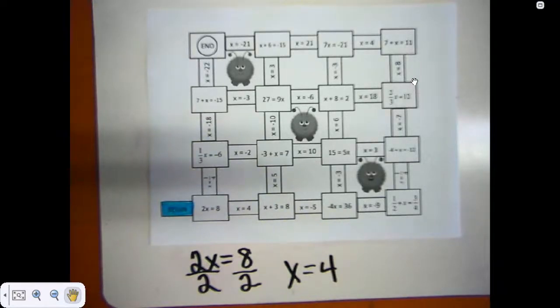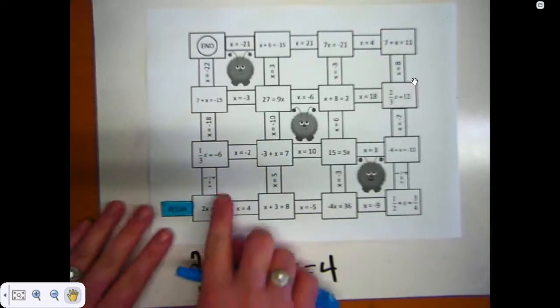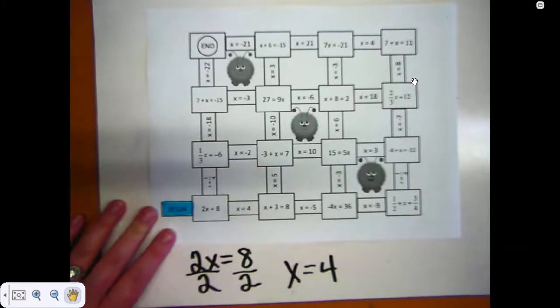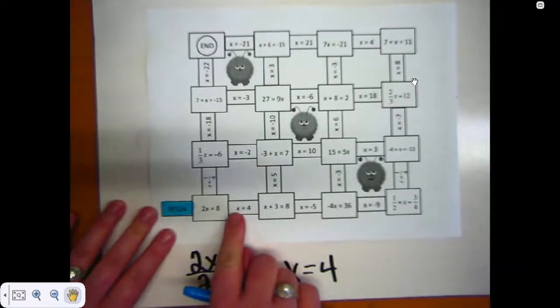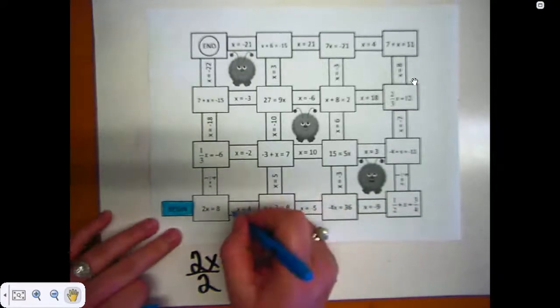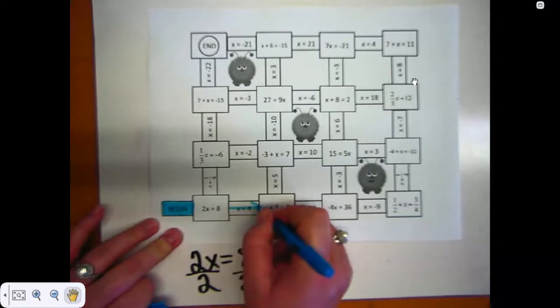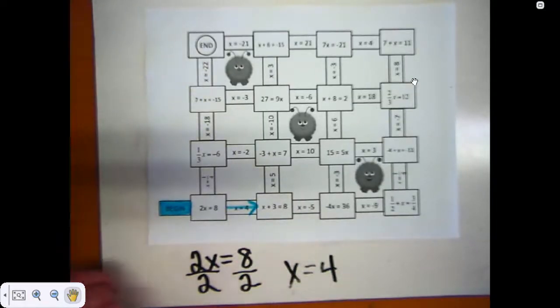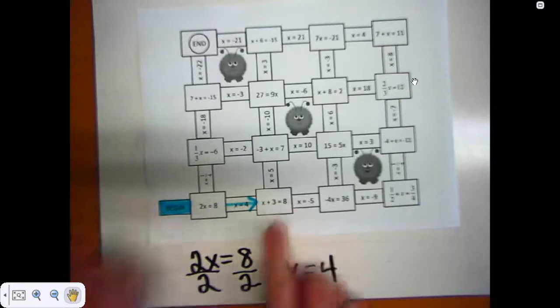So I'm going to look for that answer. I see I have x equals 1/4 here. That's not my answer. I do see that I have x equals 4 here. So I'm going to draw an arrow to the next box. So this is the one I'm doing now.